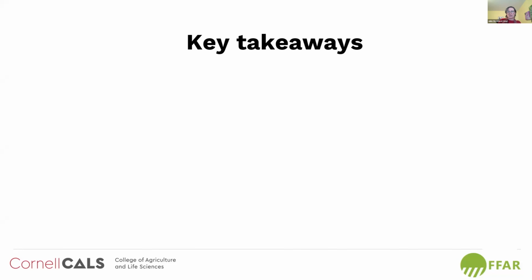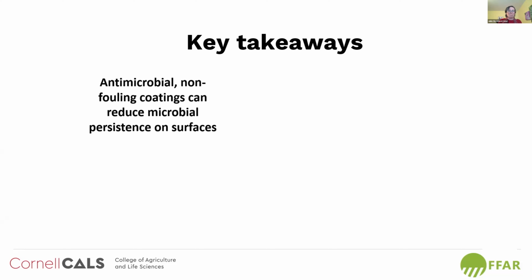So a couple key takeaways as I wrap up here. We've shown that antimicrobial and non-fouling coatings can reduce microbial persistence on surfaces. Now, there are applications of this type of work in food safety as well, but we're increasingly knowing the importance of reducing microbial cross-contamination in terms of reducing microbial food spoilage. And not all antimicrobial agents perform well after being bound to a polymer structure. Sometimes they might change their performance depending on the pH value they're exposed to or exposure to other extreme environments.